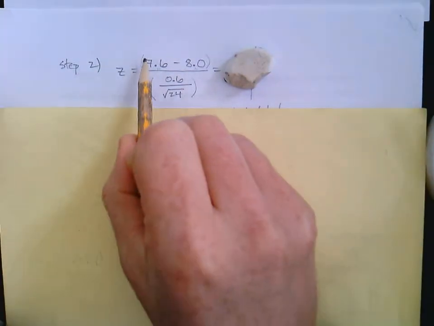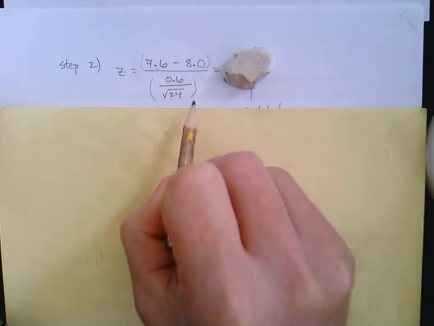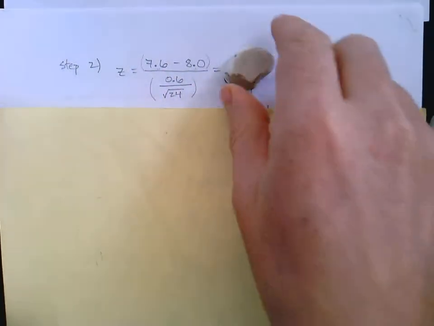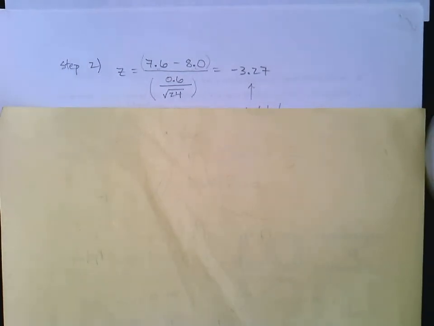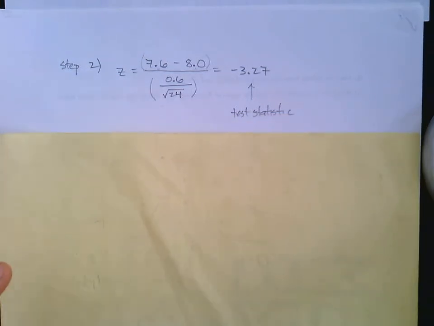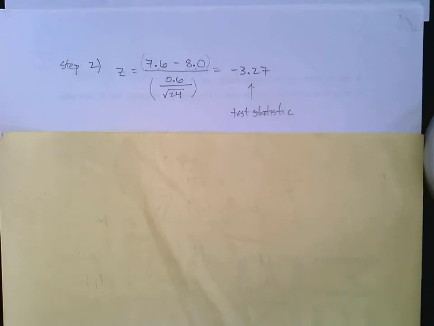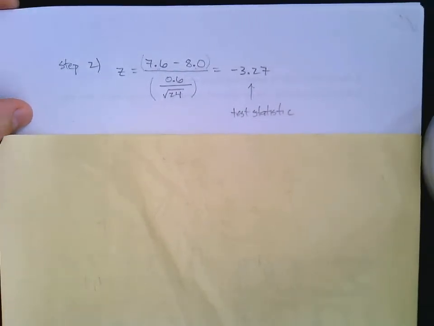Okay, and you notice I've drawn some parentheses here and here. If you're going to enter that into your calculator in one shot, be sure to use parentheses there and there. And you should get this number, negative 3.27. And just to be clear, that's a z-score, but of course we now refer to it as a test statistic. In step number 3, we want to find the probability that is associated with that test statistic.